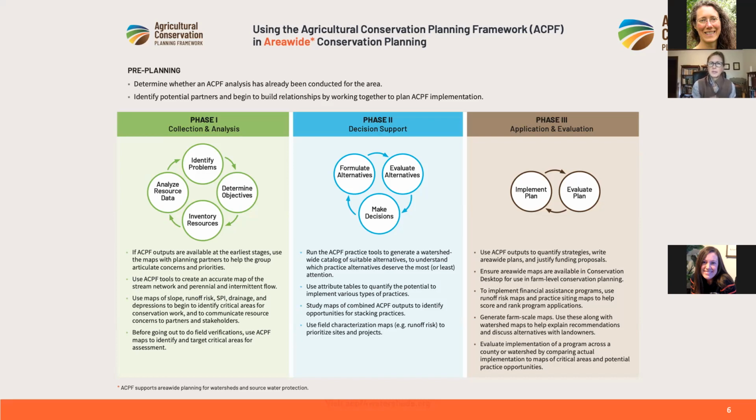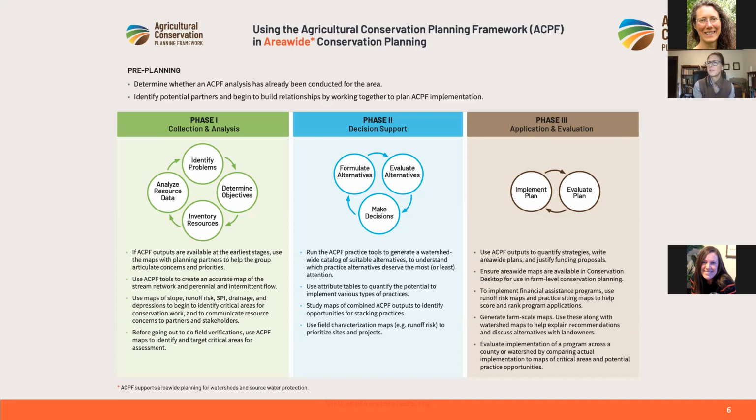So NRCS divides up this planning process into 3 phases. So phase 1 is collecting and analyzing information, and having the ACPF outputs available, if those are available. Again, working with partners to identify priorities and resource concerns, using the tools to identify those concerns and opportunities in more detail. And then, as we've talked about and will continue to emphasize, before going out to do field verifications, ACPF can make your job more efficient to identify where those opportunities are likely, so you can prioritize before heading out into the field.